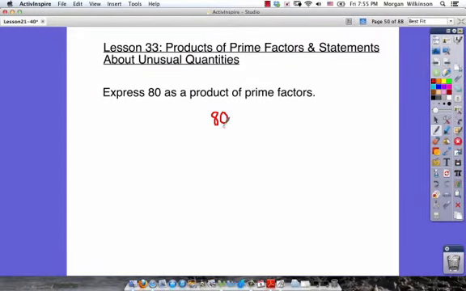So let's take 80. What we're going to do is break 80 down into prime factors. In order to do that, we're going to have to figure out factors of 80. Well, I know 10 times 8 is 80. Okay? And then we can break 10 down into 5 times 2. We've got two of our prime factors that give us 80. Let's go ahead and circle those when we're at the bottom of our factor tree.